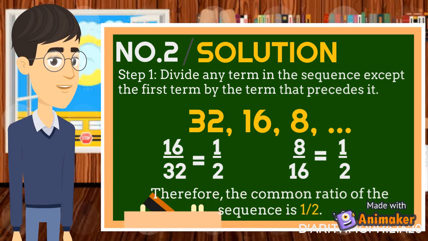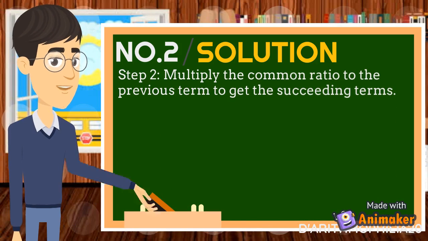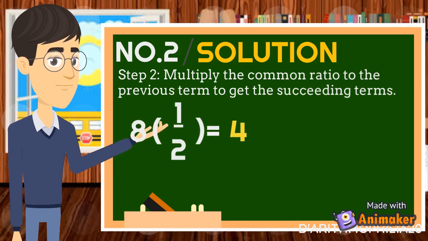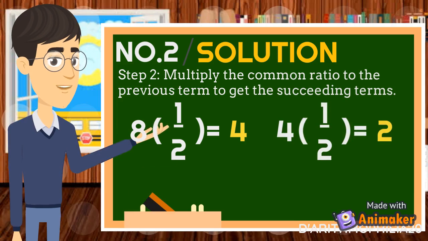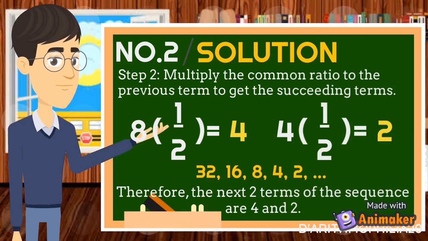Next, let's determine the next two terms of the given sequence by simply multiplying the common ratio, which is 1/2, to the previous terms. We have 8 times 1/2 equals 4, and 4 times 1/2 is equal to 2. Therefore, the next two terms of the sequence are 4 and 2.